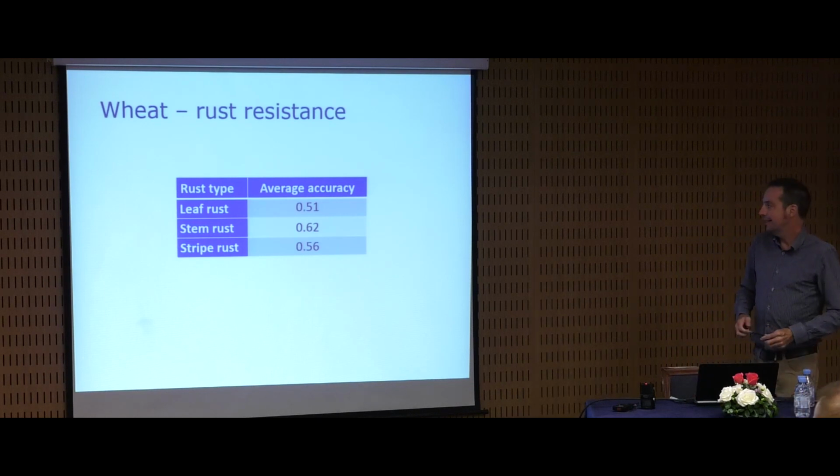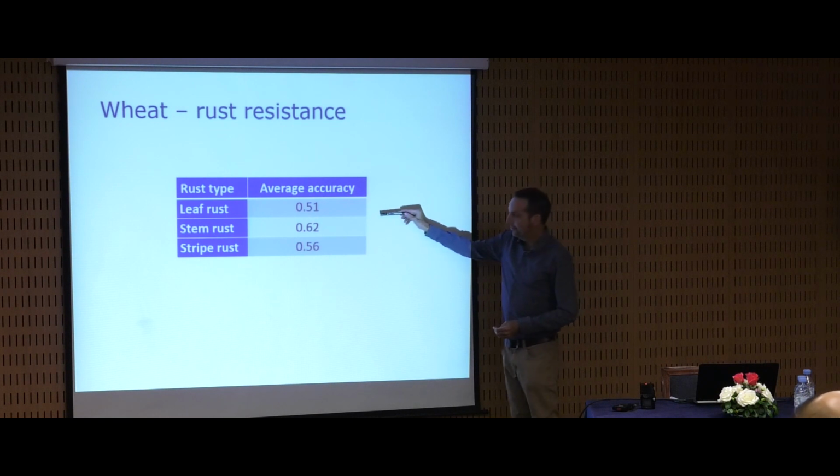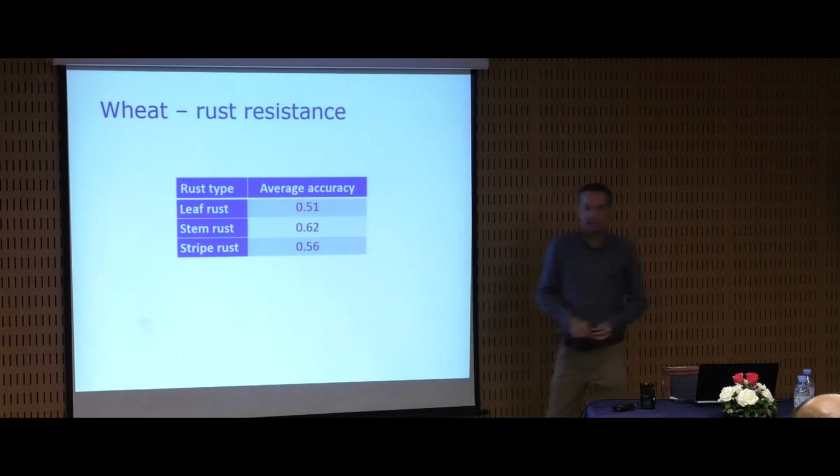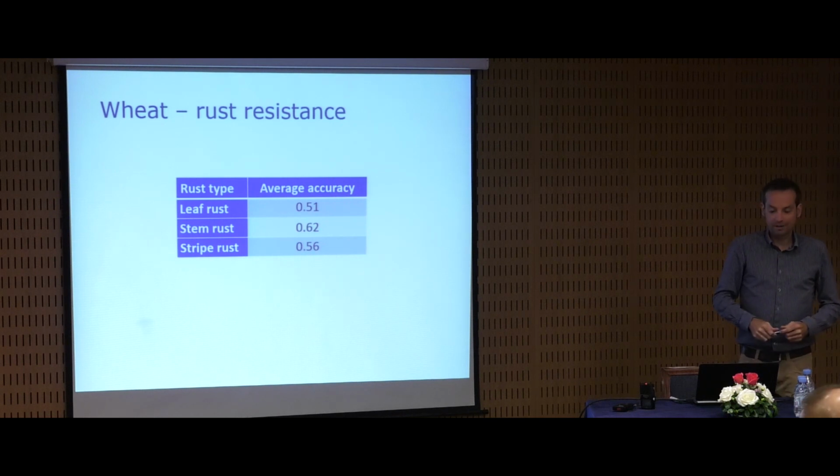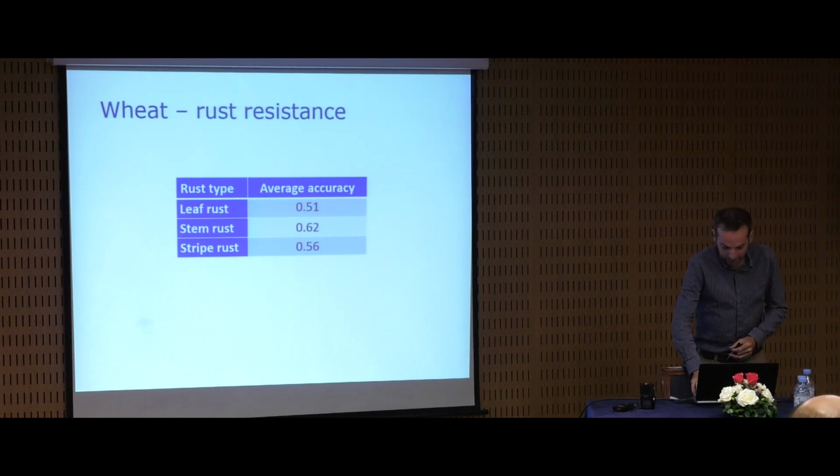Okay, and this is the accuracy we get in the cross-validations. So for leaf rust, it was 0.51, stem rust 0.62, and stripe rust 0.56. So I was actually quite happy with those accuracies. I thought they were reasonably good.